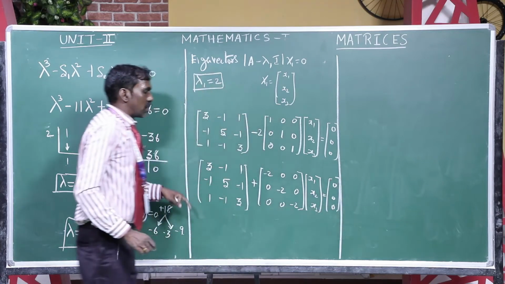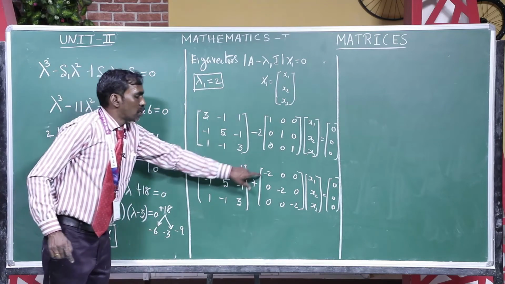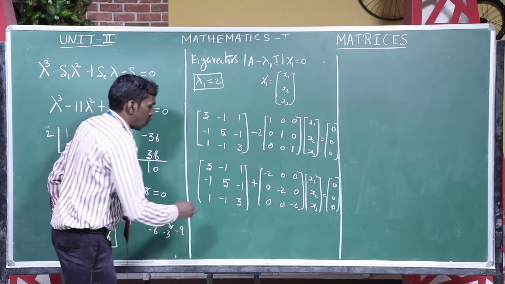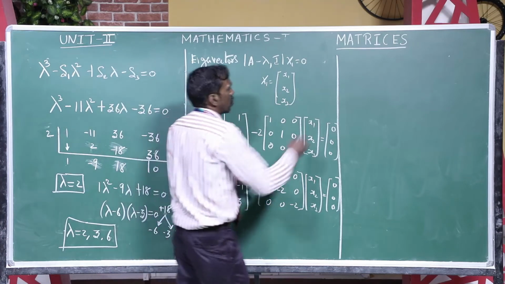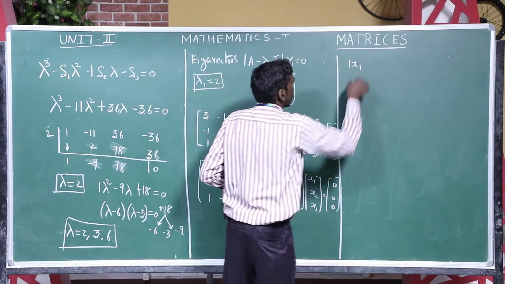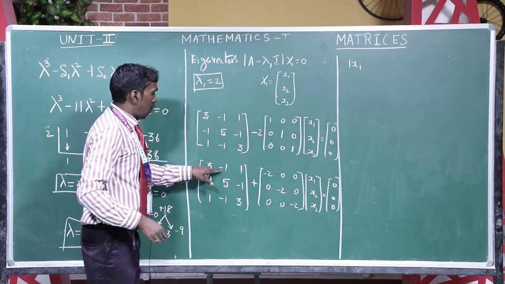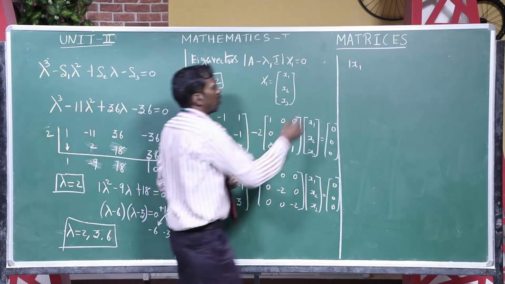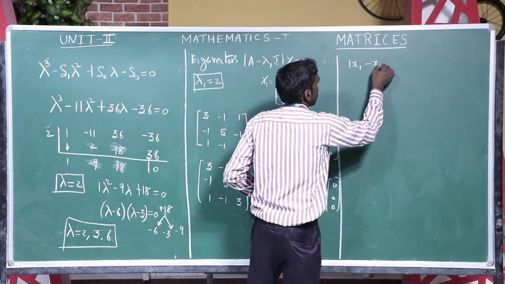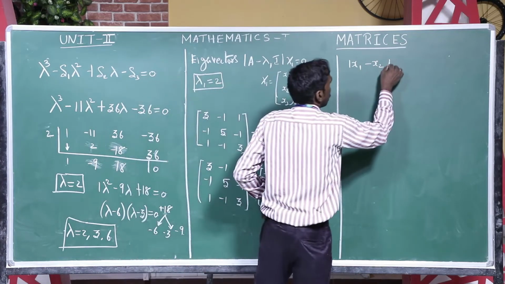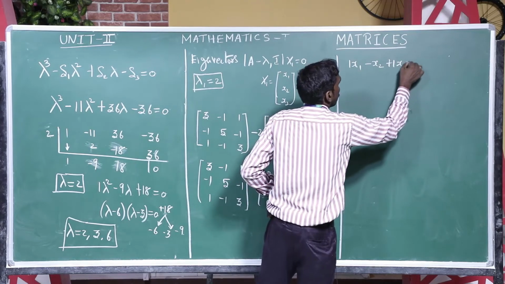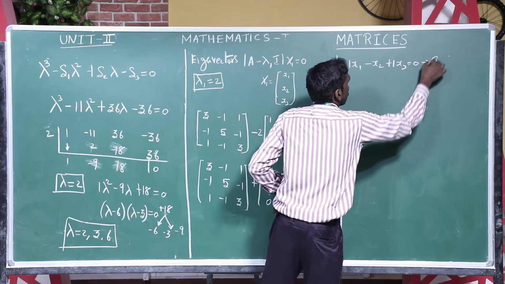So we form the equations easily. 3 minus 2 will be 1. So we can write here, 3 minus 2 will be what? 1. Therefore 1x1. Then we have to add minus 1 plus 0, which is minus, so minus x2. Then 1 plus 0 will be 1, so 1x3 equal to 0. This is equation number 1.